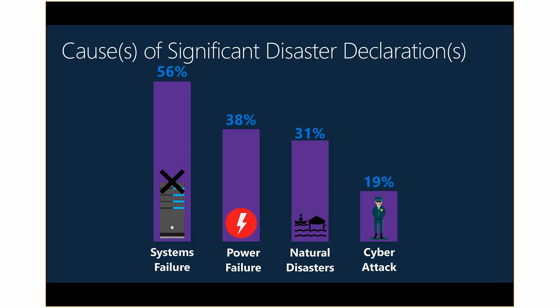We then look at power failure, whether it's due to natural disaster or other, being about 38%, natural disasters being 31%, and then about 19% being cyber attack, which is, interestingly enough, higher than I would have expected. But with the world we're in today, we're seeing a lot more of that these days. So obviously, you want to think about planning for potentially at least one, but hopefully all of those types of scenarios with a proper DR plan.